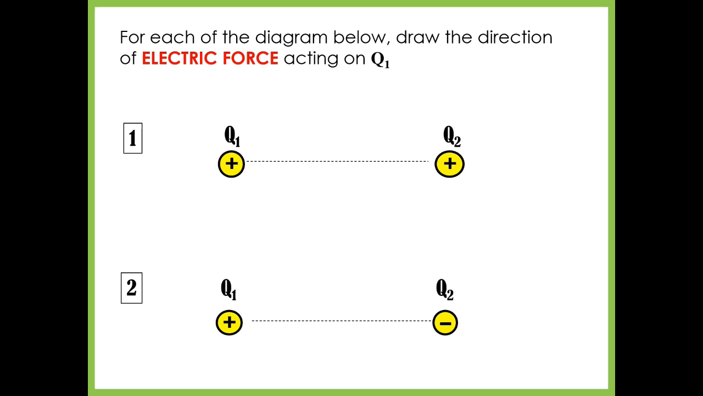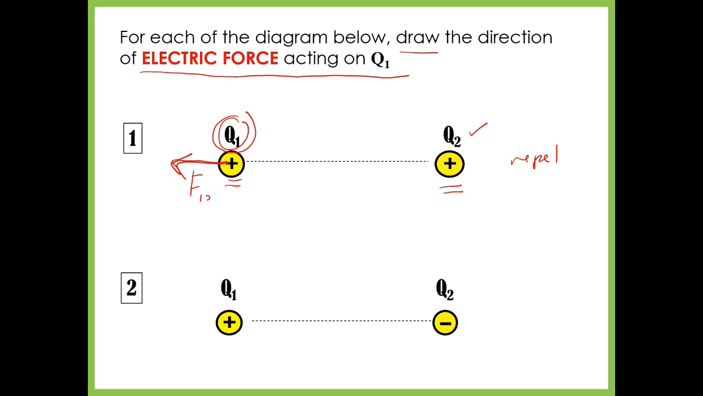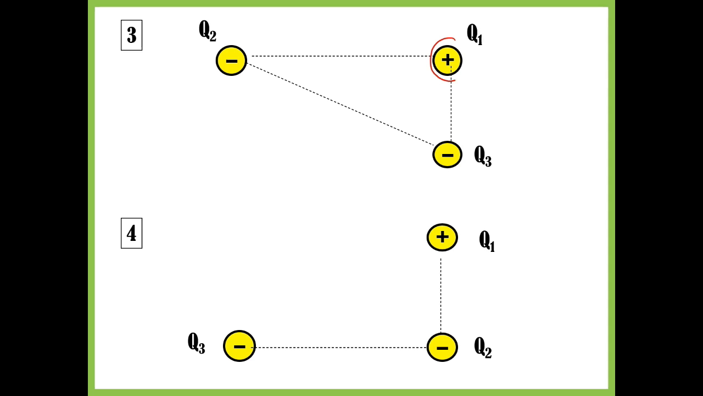For the system of charges, we have the first example: positive and positive charge will repel, and the instruction is to draw the direction of the electric force on Q1. So we focus on Q1. We only draw the direction from Q1 because the one that is acting is only Q1. Positive will repel, meaning this Q1 tends to move to the left. It will try to get away from Q2. So this is the direction of force, and we label it as F12, force acting on Q1. Positive, negative will be attractive.